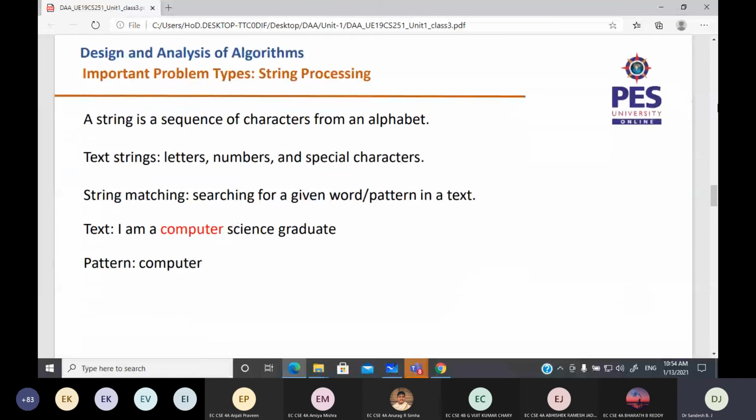We have certain string processing algorithms. A string is a sequence of characters from the alphabet, and most computer scientists are interested in finding the pattern string in a given text. So they want to search for a pattern string.